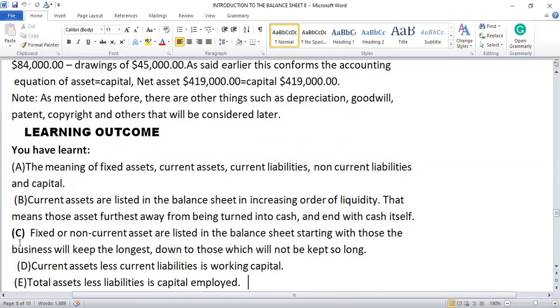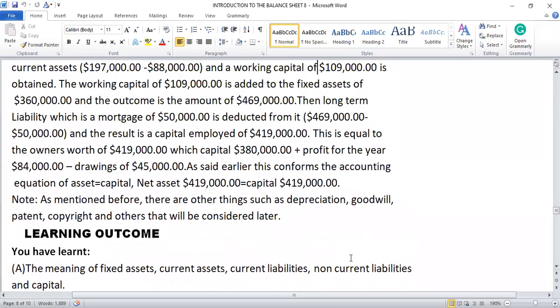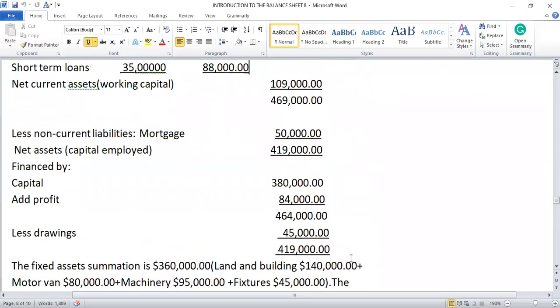C, fixed or non-current assets are listed in the balance sheet starting with those the business will keep the longest, down to those which will not be kept for so long. So that's how we prepare the fixed assets. Those that the company is going to use for a long time come first, before those that are going to be used for a short time. That's what I mean.